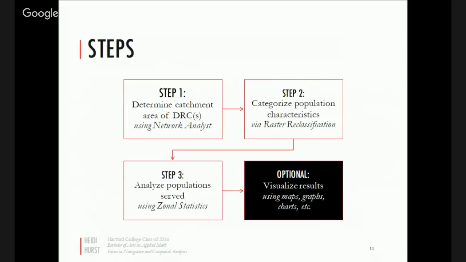So here's how we went about this. There are four primary steps. The first step is to determine the catchment area of the DRC using Network Analyst. The second is to categorize population characteristics, and that's the social vulnerability that I talked about. Third is to analyze what populations are being served. And then the final step is to visualize results in a way that makes sense for whoever's interpreting the data.